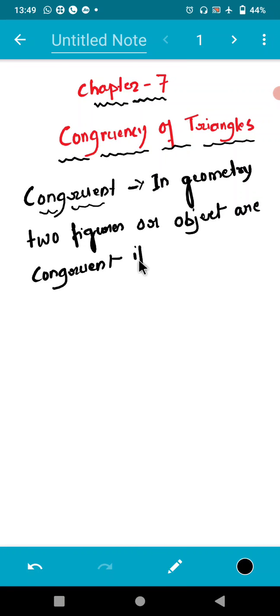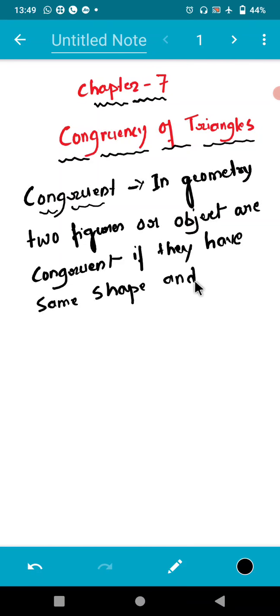if they have the same shape and size. Or you can say both the figures or the objects are mirror images of each other. This is also the way you can remember what congruent figures are.